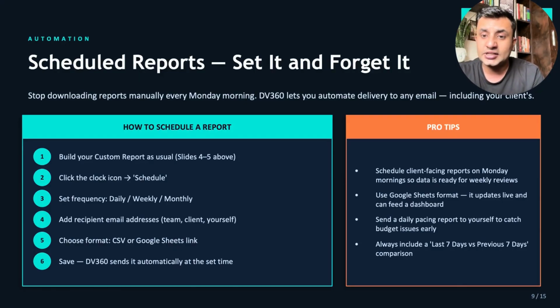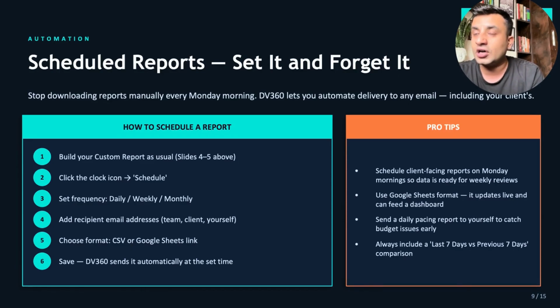Now pro tips are: schedule client facing reports on Monday morning so data is ready for weekly reviews. If you download the client facing reports on Monday itself, then you are already aware of what you're going to present to the clients. Use Google Sheet format, it updates live and can feed a dashboard. It works better with Looker Studio. I have my own personal experience in this. And send a daily pacing report to yourself to catch budget issues early.